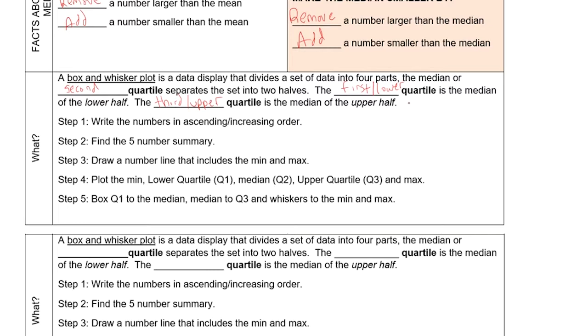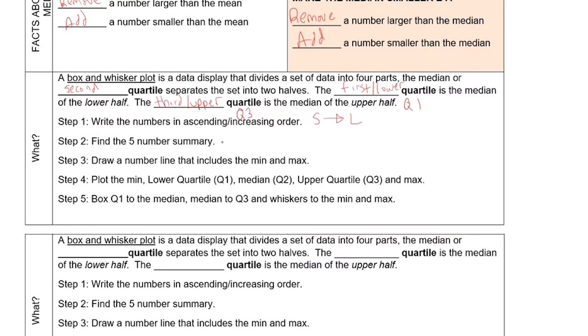We can also call this Q1, for quartile 1, or the first quartile, and this last one is Q3, or quartile 3. So let's look at our steps. Step 1, we need to write the numbers in ascending or increasing order, from smallest all the way to the largest. We're going to find the 5-number summary. What is the 5-number summary?